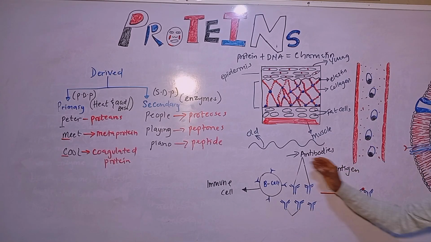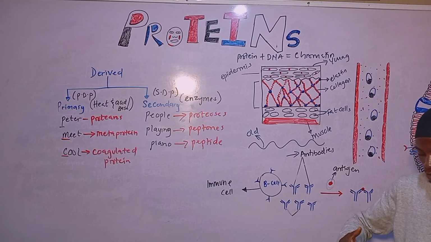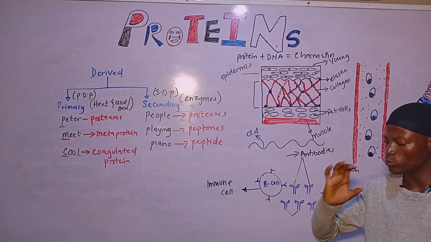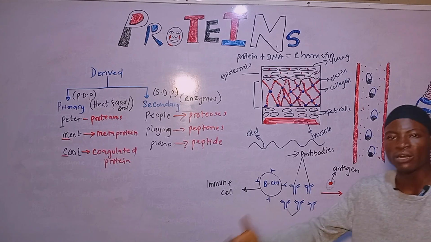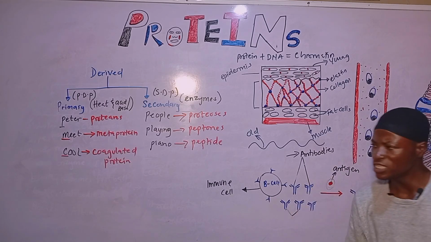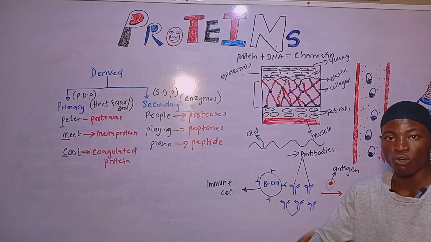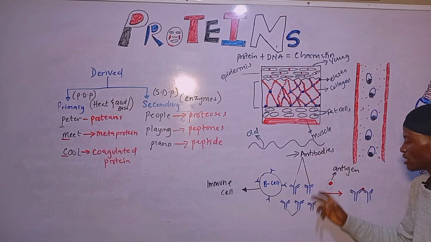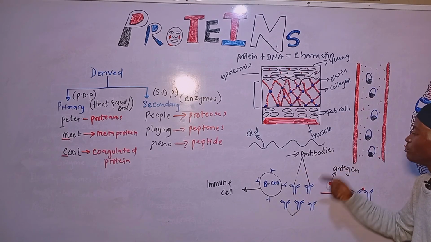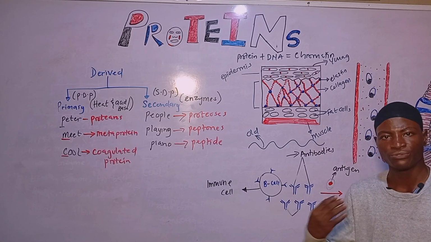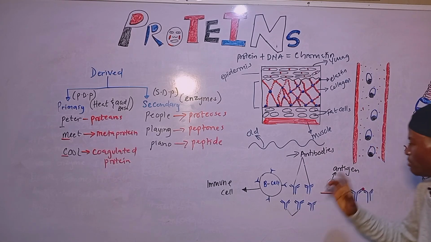So in the body, proteins help to perform a defensive function. They help to defend the body from foreign invaders. B cells produce a special type of protein, which is called antibodies. What antibodies do is that they play the major role of defense in the body. They help to fight against foreign invaders. That's basically what it means.